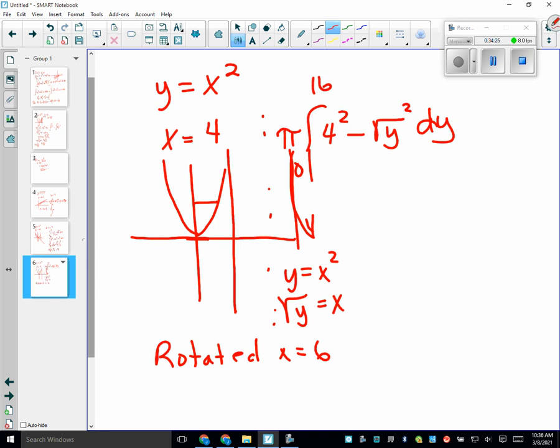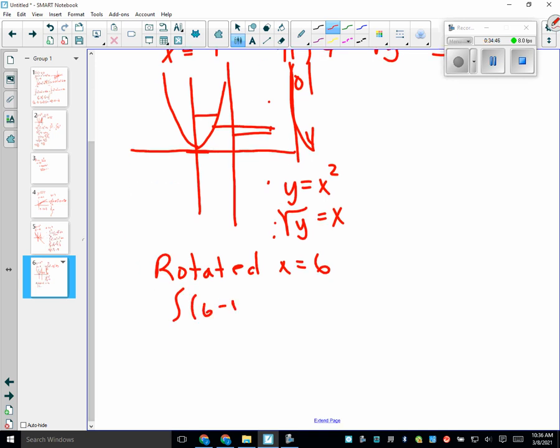So isn't this squared minus this squared? Wait, isn't it the other way around? I thought it's the big one, but it's the small one. Okay. So would it be 6 minus radical y squared minus 6 minus 4 dy? Yes. Same integral, 0 to 16.